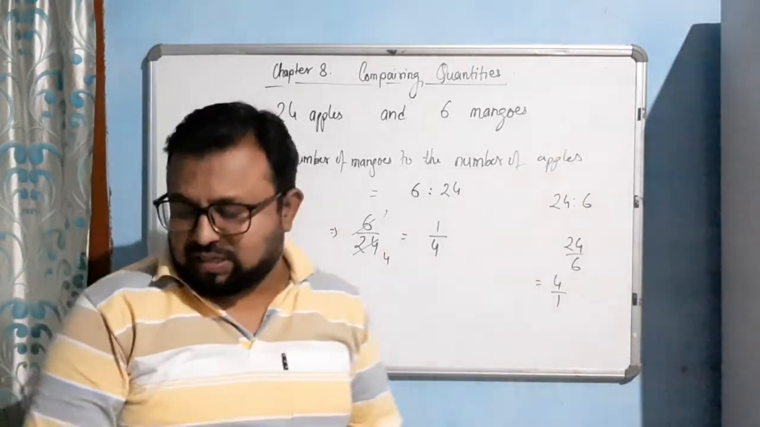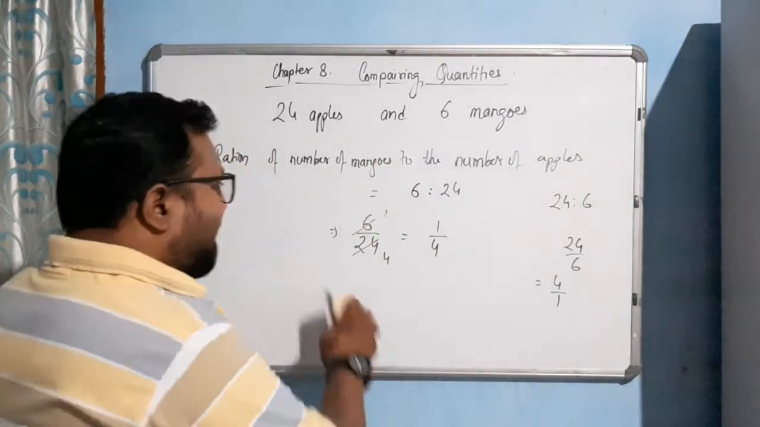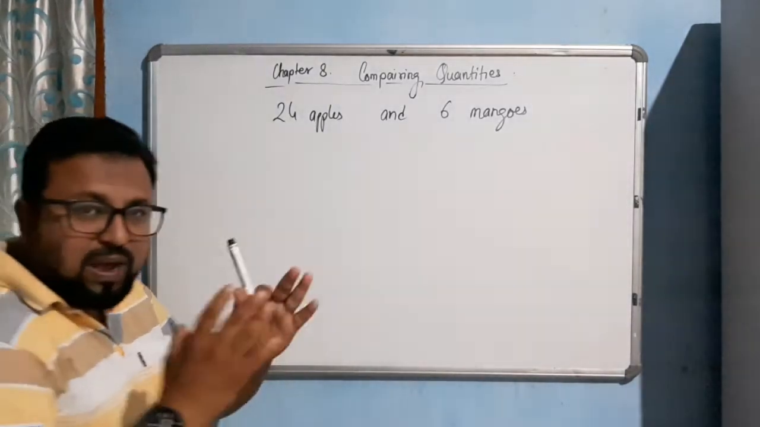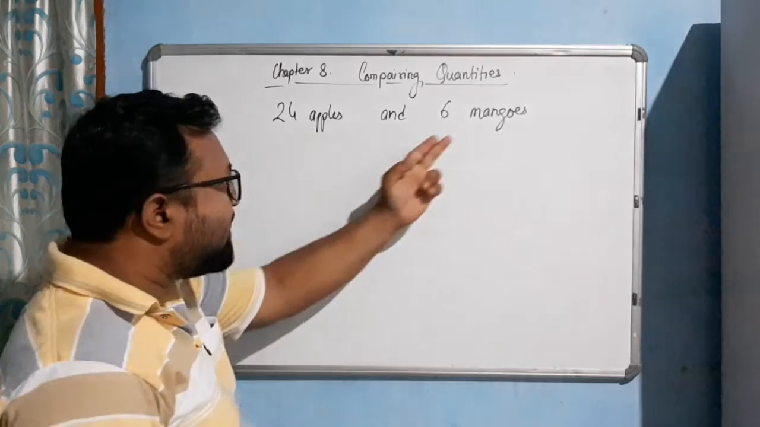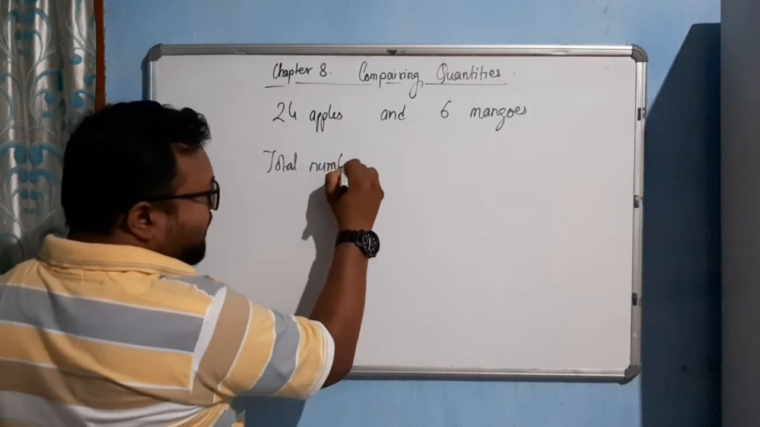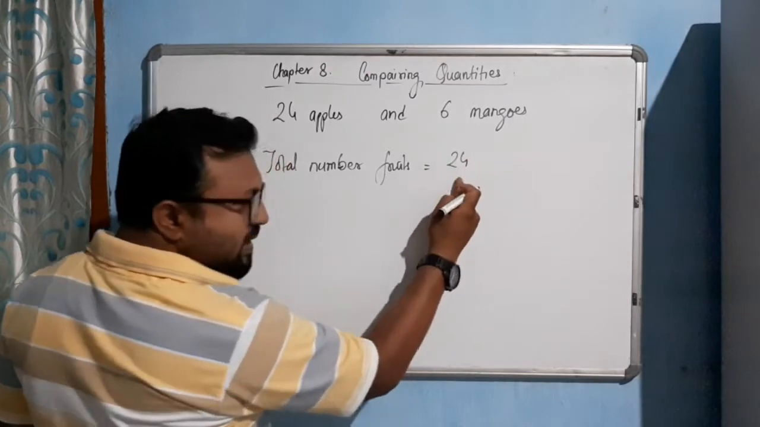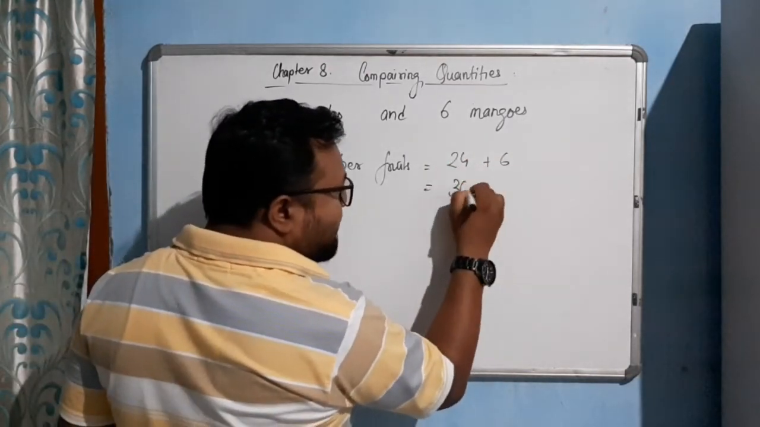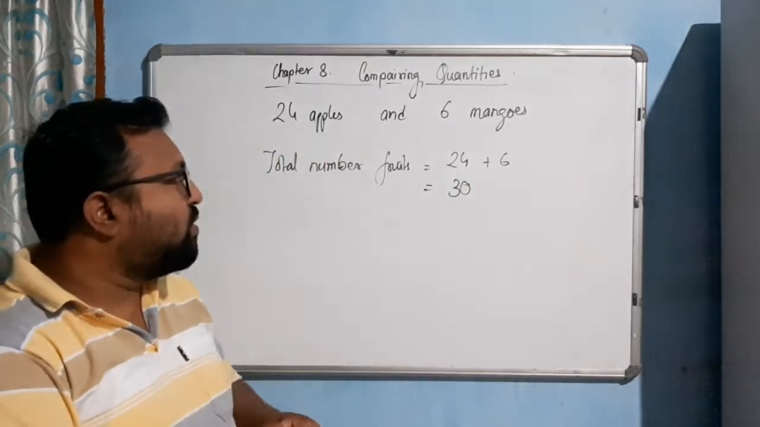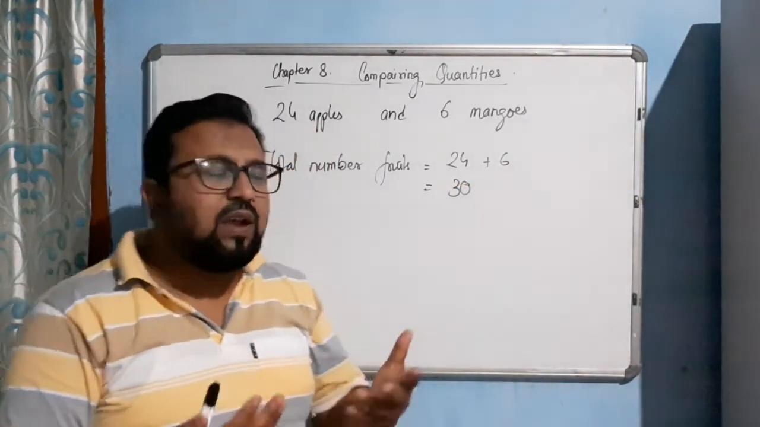And what about percentage? Suppose somebody asks you what is the percentage of mango in that basket. In that basket we have two types of fruits, apples and mangoes. So the total number of fruits will be how much? 24 apples and 6 mangoes gives you 30 fruits. We have 30 fruits in that basket. And if somebody asks you what is the percentage of mango in this basket, or what is the percentage of apple in that basket, what will we write?